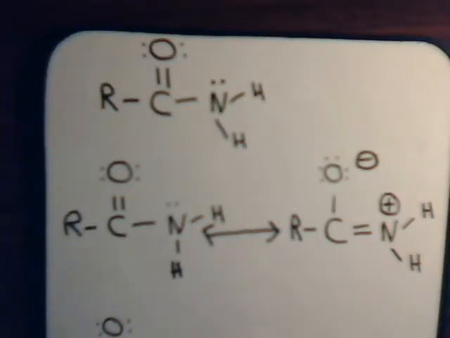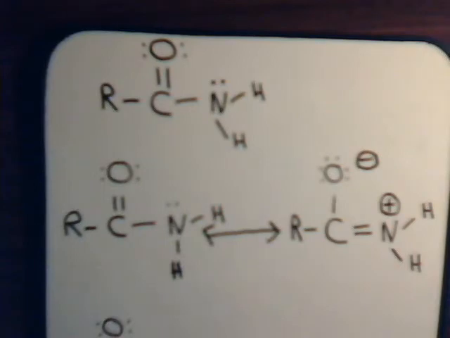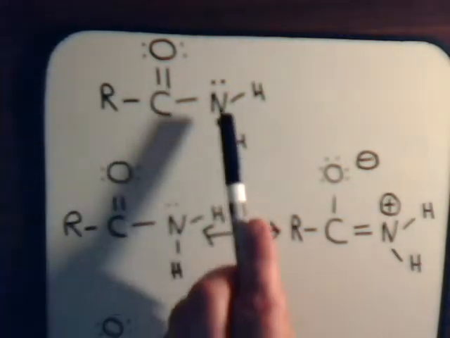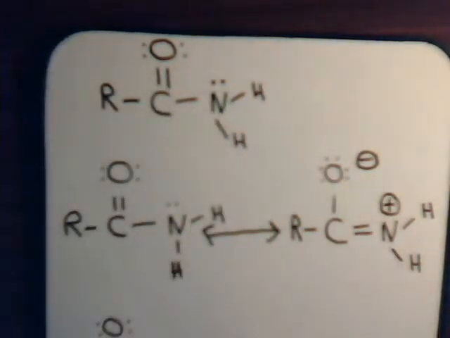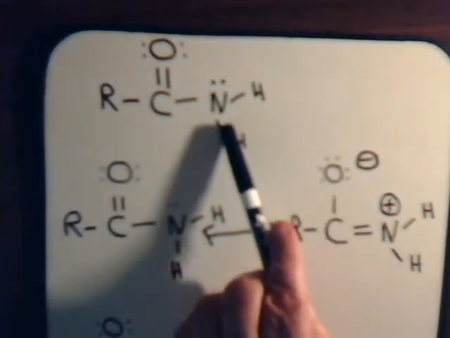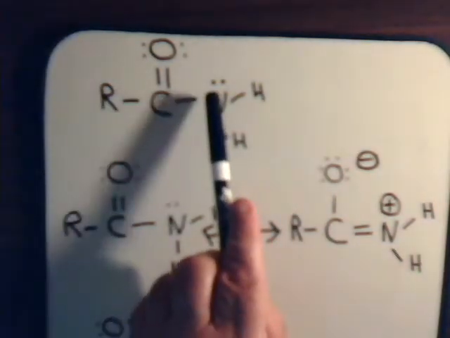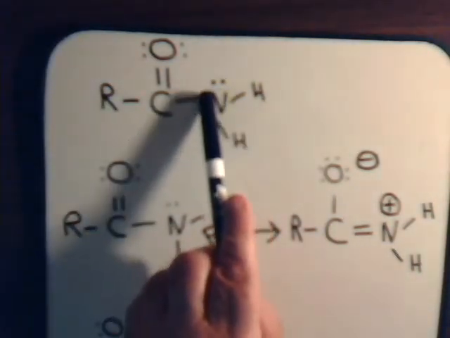Okay, we are going to discuss once again amides. This is the structure of a generic amide molecule, a carbonyl group attached to the nitrogen. As we discussed, I think it was in video number 10, this nitrogen is sp2 hybridized, and these are a pair of pi electrons.